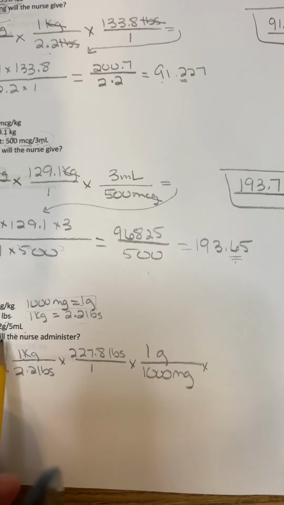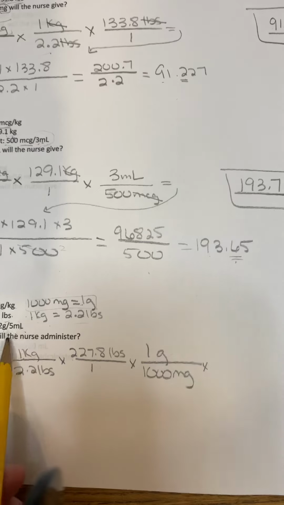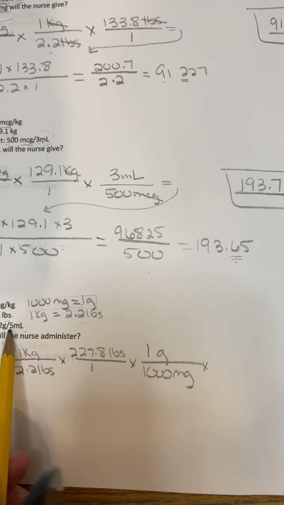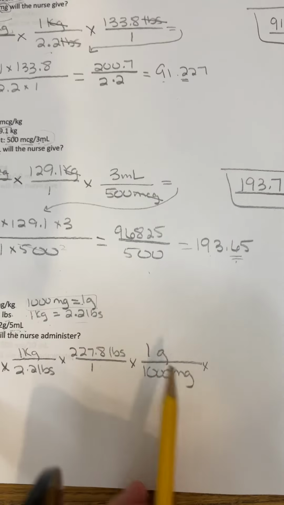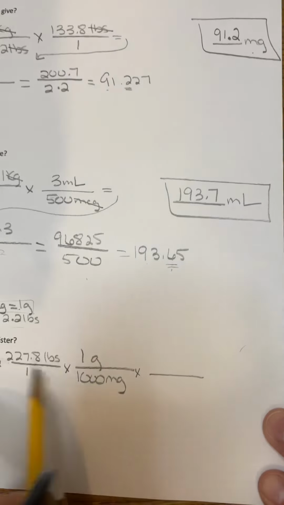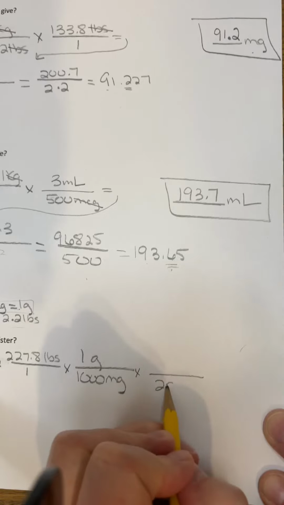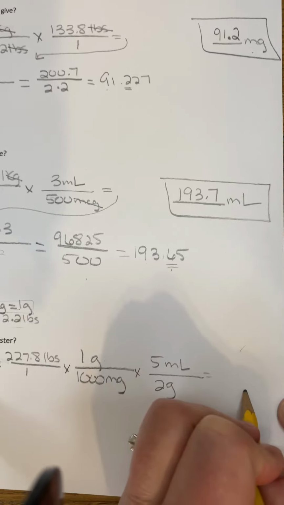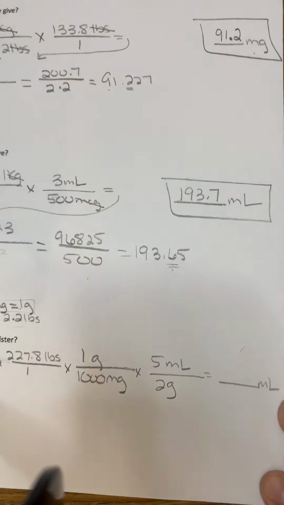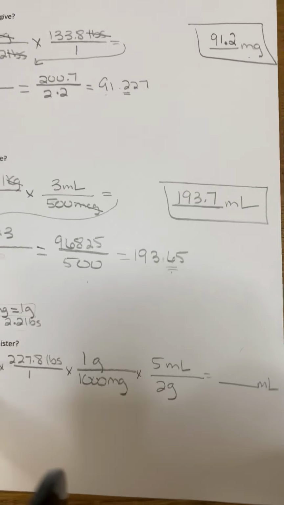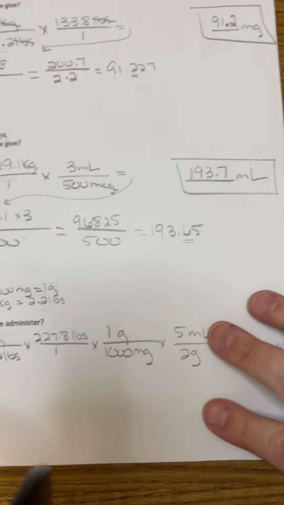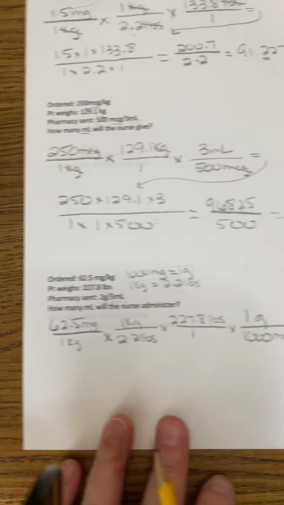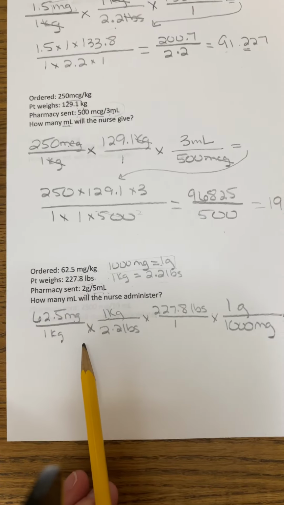And then I'm finally going to add in what the pharmacy has sent us. And again, because this is grams and I know my answer needs to be in milliliters, I need to get rid of the grams. And because I have grams here, I'm going to have to put grams on the bottom of this last equation. So it was 2 grams and it's over 5 mils. And I know that my answer is going to be in mils. Okay. Let's see here if I can get it back out so you can see the whole problem. Maybe not quite, but you can see here. So here's the whole problem set up.